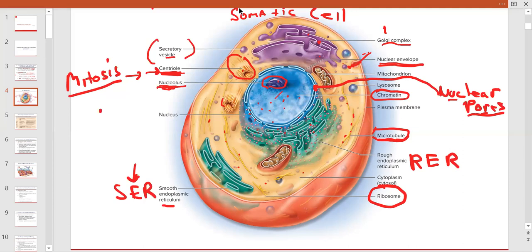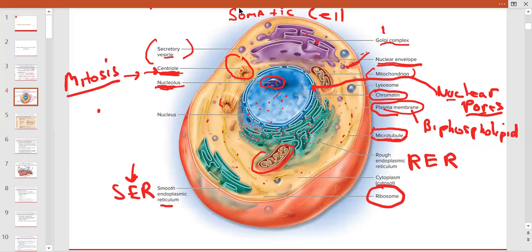So I can't forget about the mitochondria, right? Mitochondrion is one, and mitochondria is plural. And this is a double membraned organelle, which you'll see. So then the plasma membrane, that fluid mosaic model, selectively permeable with a bi-phospholipid layer. So both sides have the phospholipid. The phosphate faces in and out. The lipid is the middle of the membrane. You're going to see that.